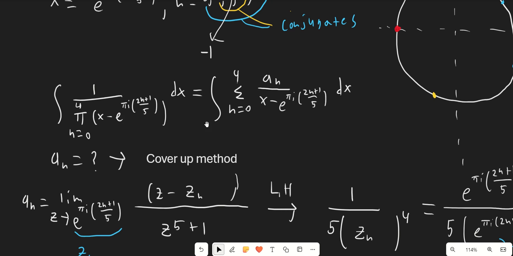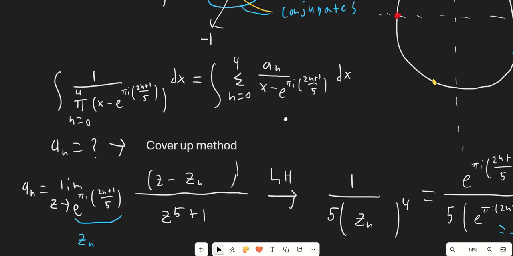And then we can actually write this as the sum from n equals 0 to 4 of an over x minus e to the pi i times 2n plus 1 over 5 dx. This is just after doing partial fractions. We still need to find the value of an. So in order to do this, we're going to do the cover-up method.